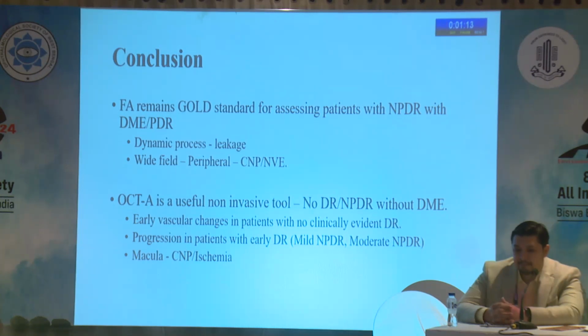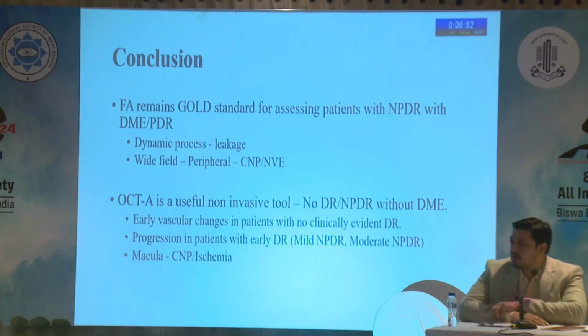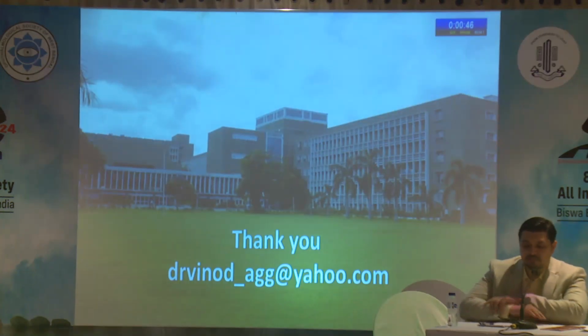It is a very useful tool. Even in patients with no clinical diabetic retinopathy, sometimes it can tell us what is going on in the retina. Early vascular changes are seen in patients with no clinically evident diabetic retinopathy, and as we go on to the higher grades of diabetic retinopathy, these changes do worsen, and it's a very useful tool for assessing the macular CNPs as well as the macular ischemia. Thank you.